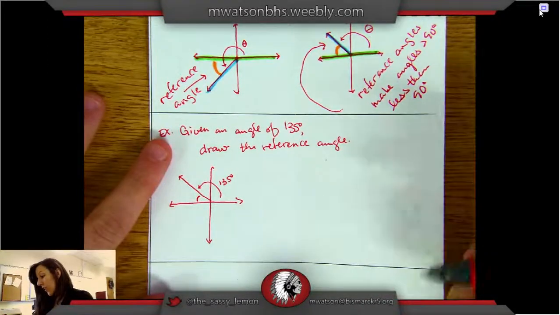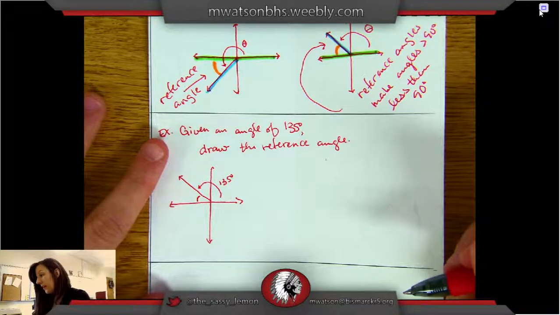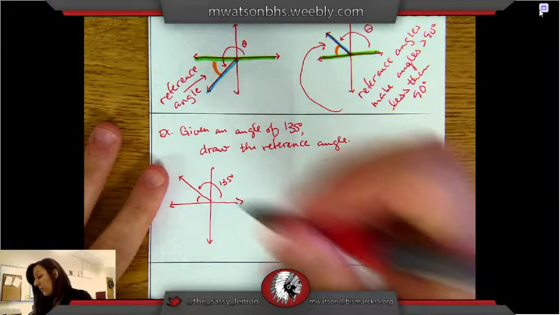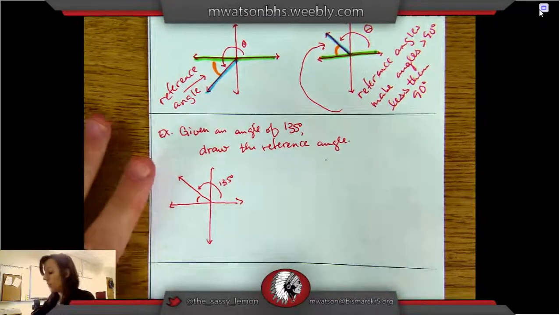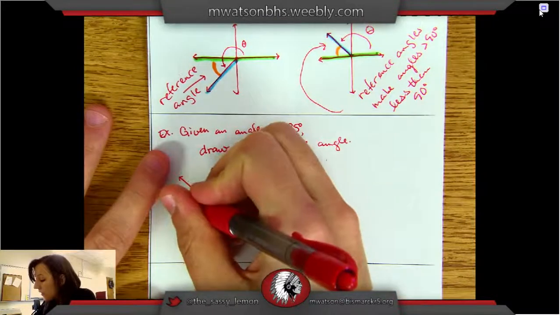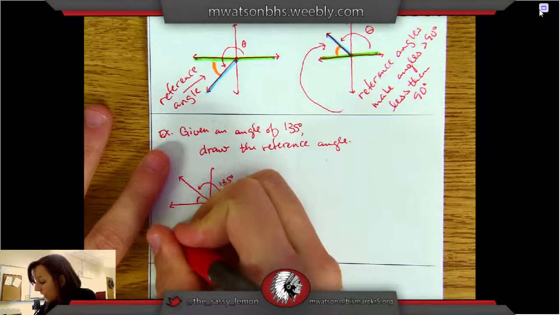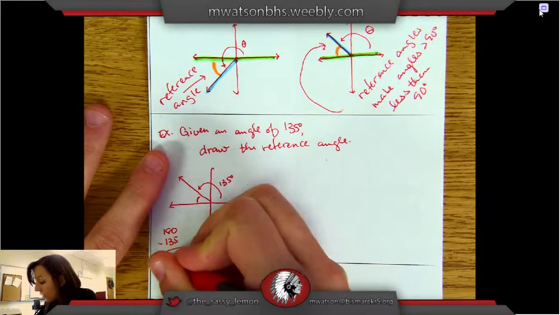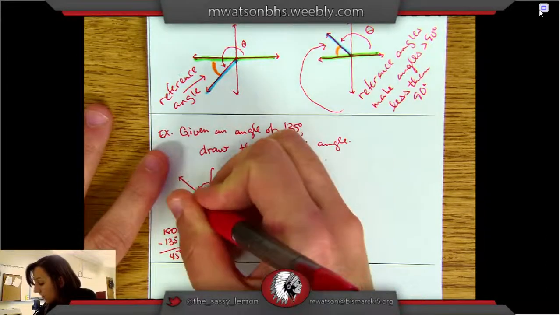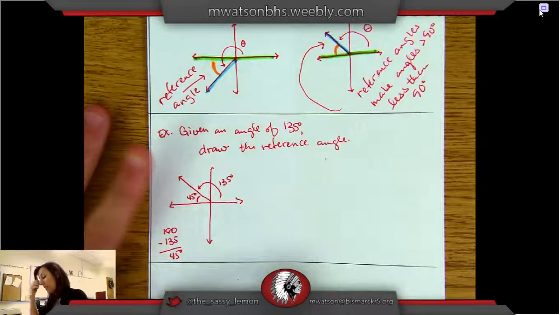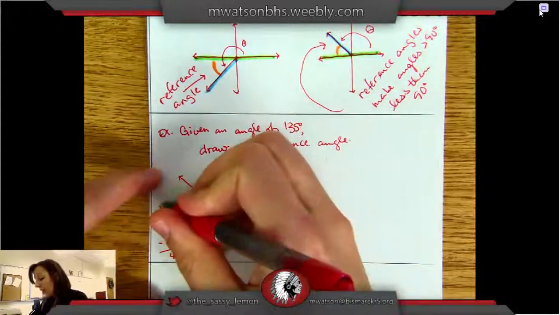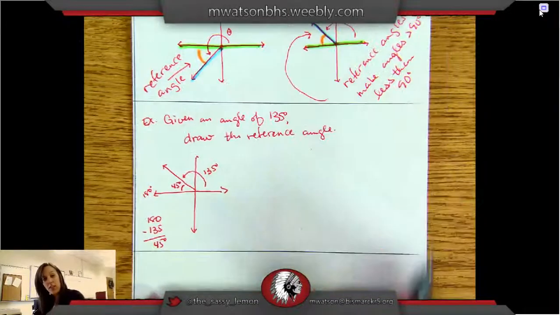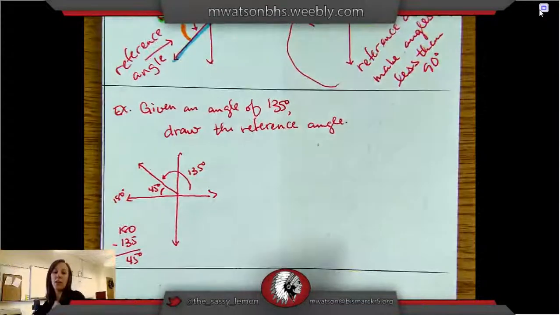Now when it says draw the reference angle, that means that we need to tell how big it is. So how big is this reference angle? Well, we would need to do 180 minus 135, and we get 45 degrees. I knew that right here was 180, so I just subtracted our theta and was able to find how big the reference angle is.